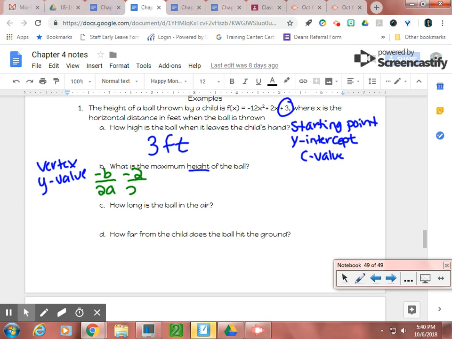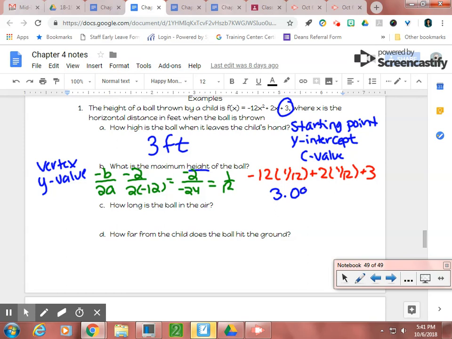So negative 2 divided by 2 times negative 12. Negative 2 over negative 24, which is 1/12. Okay, so that's our x value. So we need to take that and plug it back in. So negative 12 times 1/12 squared, plus 2 times 1/12, plus 3, and that is going to give us 3.08. And that's going to be in feet.